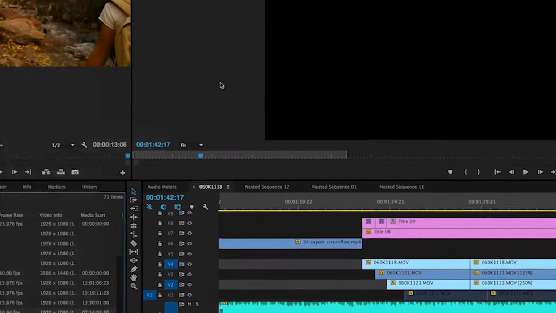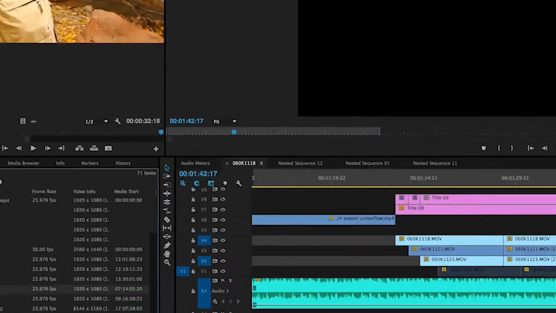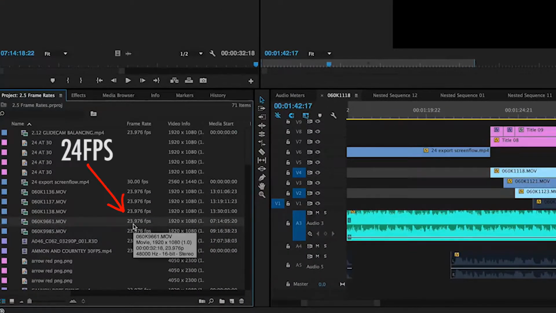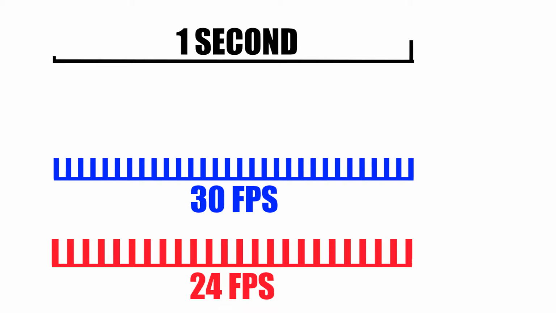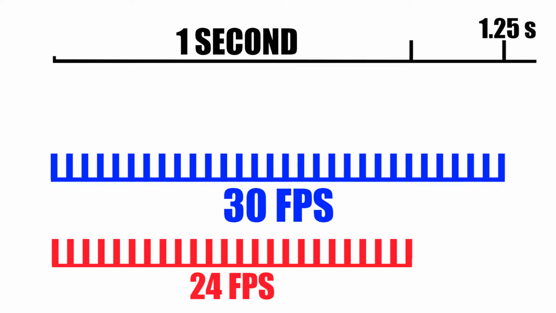Now there is a time when I do shoot higher frame rates than 24, and that is when I shoot higher frames with the intentions of slowing them down afterwards in post down to 24 frames per second. So when I shoot a clip at 30 frames per second and then slow it down to 24 frames per second, this is essentially stretching out those 30 frames to play back at only 24 frames per second.